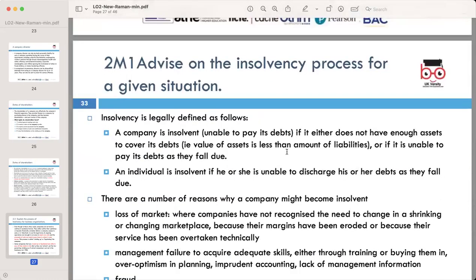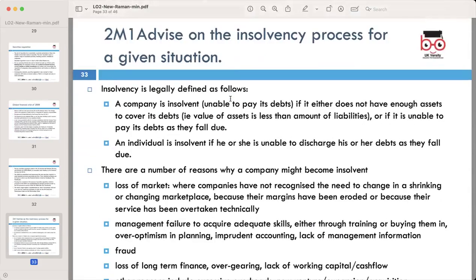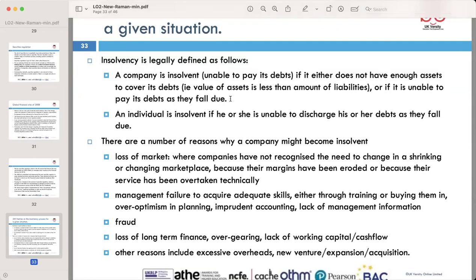So there is another piece of advice on the insolvency process in a given situation. Basically, this is a legal scenario or legal process. Insolvency, defined as an inability to pay debts, occurs when a company has a lack of assets to cover liabilities or can't meet debt obligations as they fall due. Various factors such as market shifts, management failures, fraud, financial mismanagement, and loss of long-term finance can lead to insolvency or liquidation.